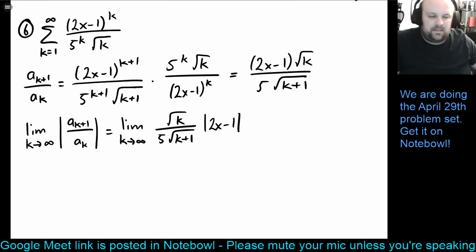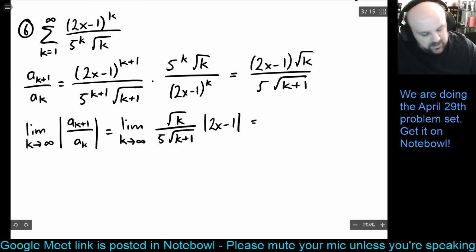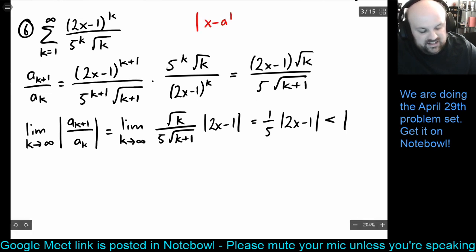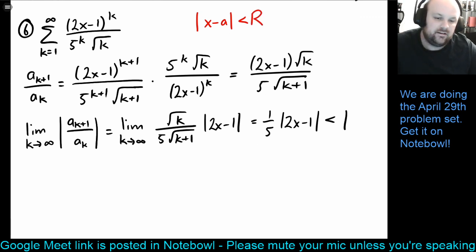So what's happening here? We're going to get this part goes to 1/5. This just comes along for the ride. And again, we want this to be less than 1. So now, remember, the situation for finding radius of convergence, we need to get it to the form absolute value of x minus a less than r. This is how we check for the radius of convergence.